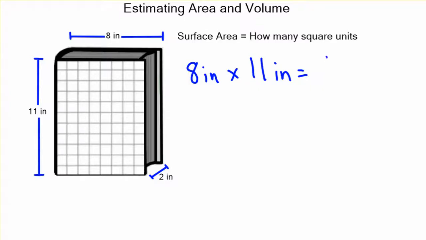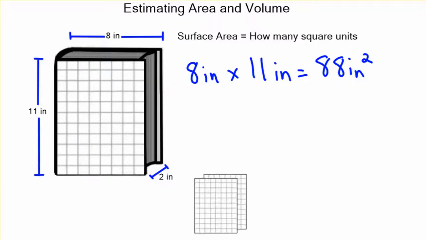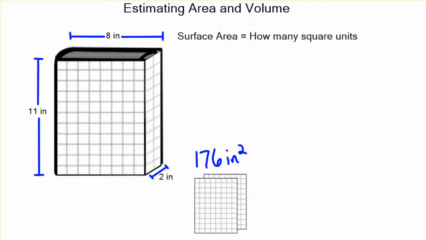How many little squares are there? There's 88 of them. Also, inches times inches is inches squared. That's how many square units there are. Notice that there's a front and a back. So 2 times the 88 square inches is going to give us a total of 176 square inches for the front and the back. Well, let's go ahead and try the side.